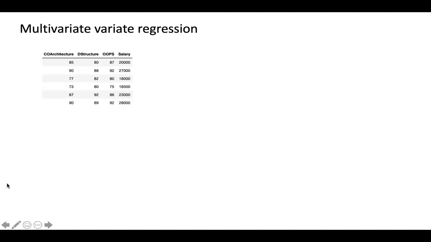Here let's see the data now. Previously there was only a single variable, but now we are trying to predict the salary based on marks of 3 subjects, maybe in the final semester, out of 100. So for each student, we have marks in 3 subjects. These are multiple variables trying to predict salary: multivariate regression.